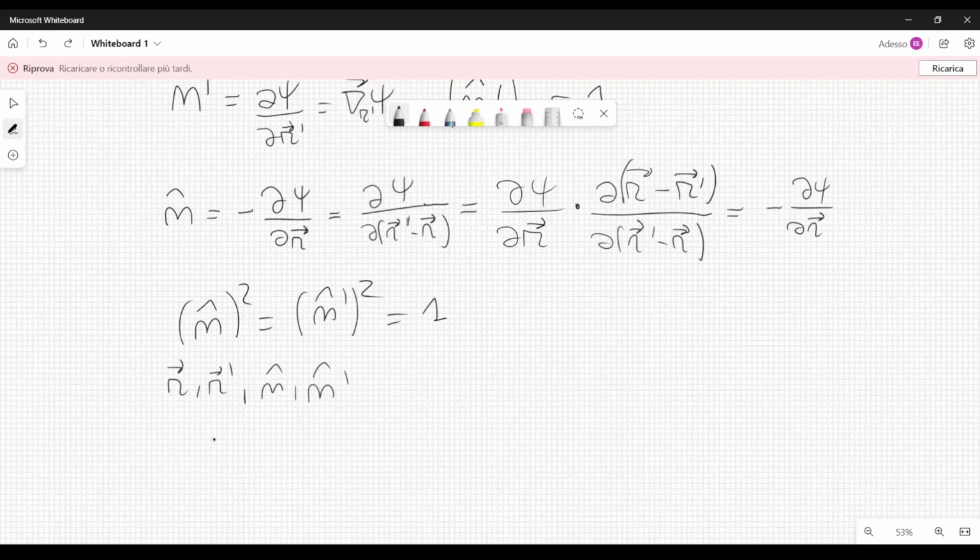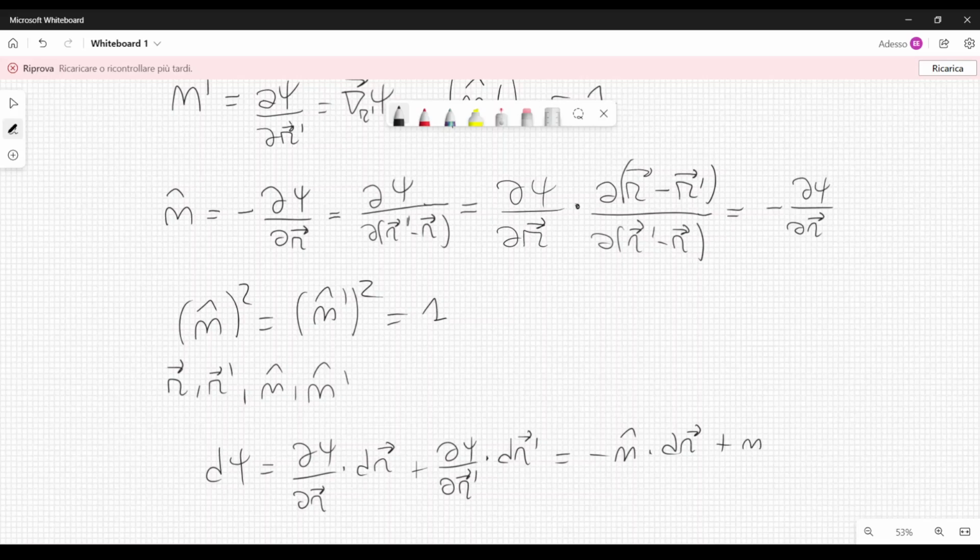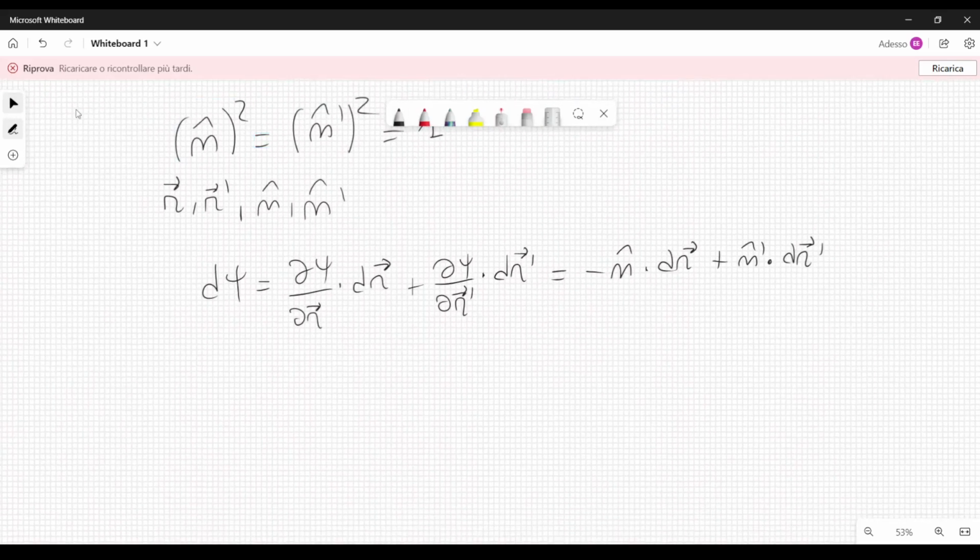In the function psi, the independent variables are r and r prime. So for the differential d psi, we can rewrite d psi/dr dot product dr plus d psi/dr prime dot product dr prime, and this is equal to minus n dot product dr plus n prime dot product dr prime. And now we make a transformation which is called the Legendre transformation.